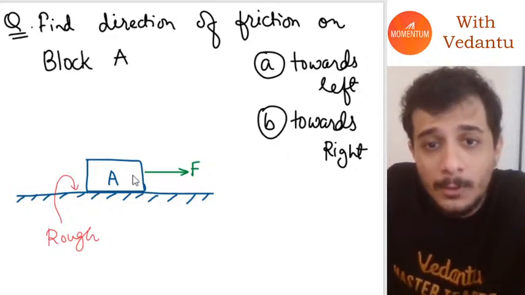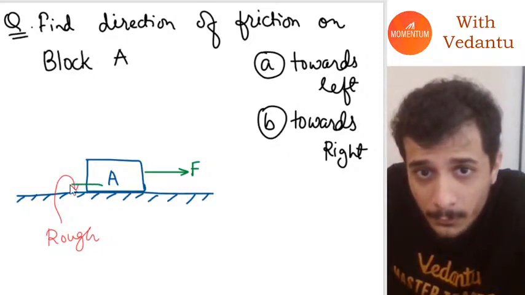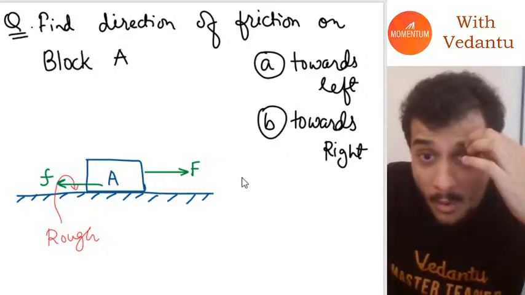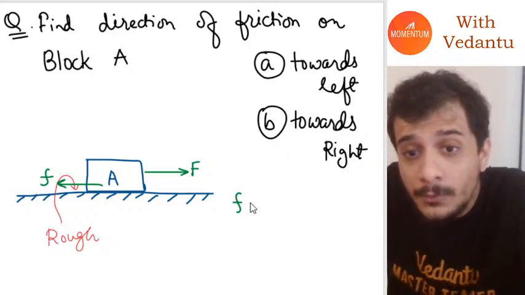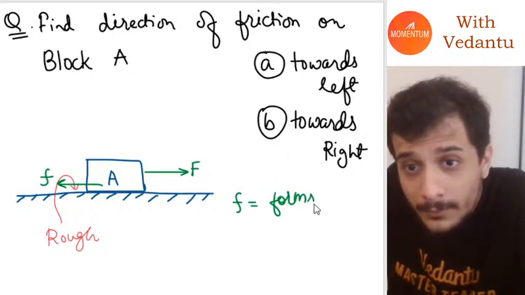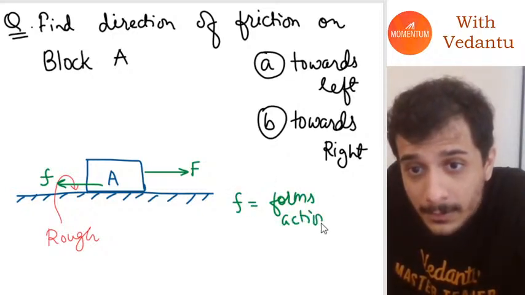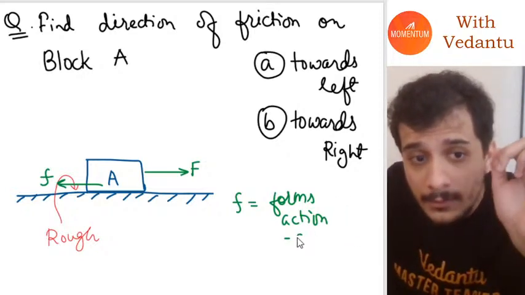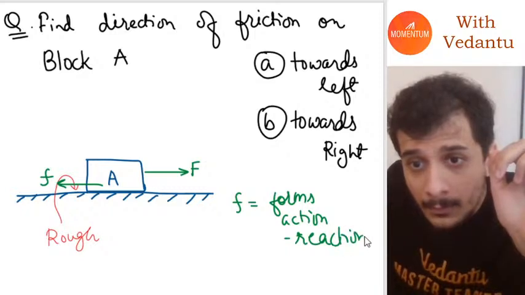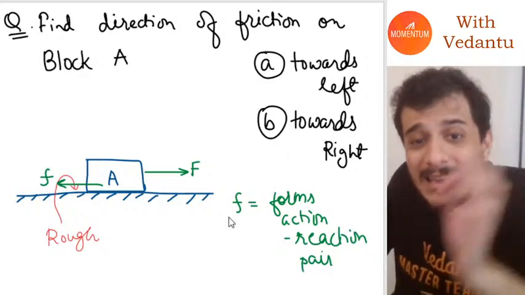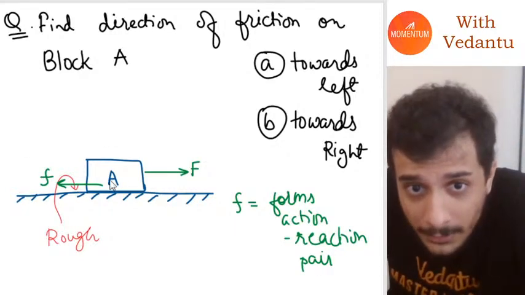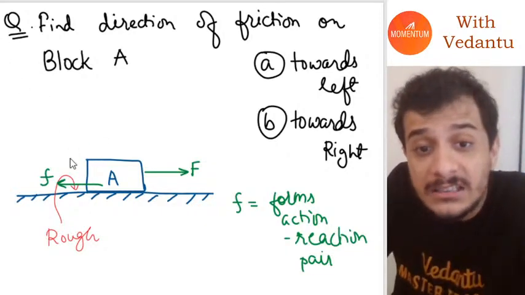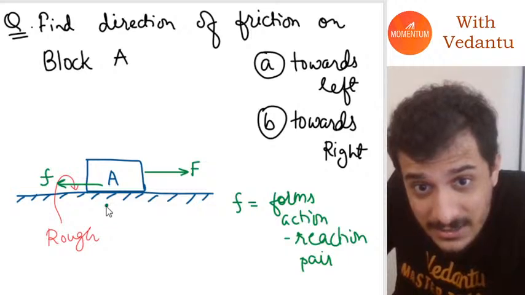Here, if you see, the block will move towards right, so the force of friction will be in the backwards direction, like this. Now you have to remember that force of friction always forms an action reaction pair. What do I mean by that? If there is force of friction on the block, then there will also be force of friction on the other surface, which in this case is just the ground.